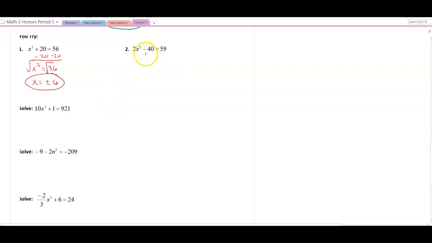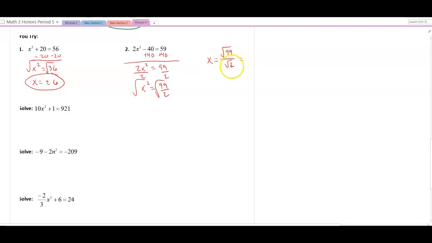Next one. First thing I'm going to do is add 40 to both sides. Right? That gives me 2x squared equals, that's going to be 99. Then I'm going to divide both sides by 2, and that will give me x squared equals 99 over 2. I'm going to go ahead, take the square root of both sides, and I get x equals the square root of 99 over the square root of 2.